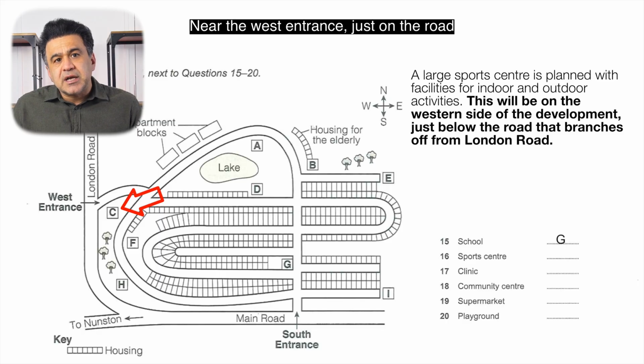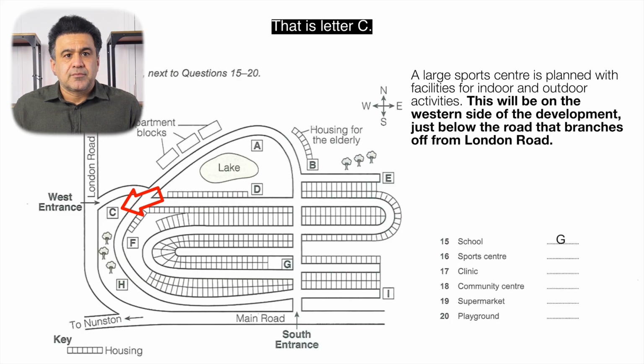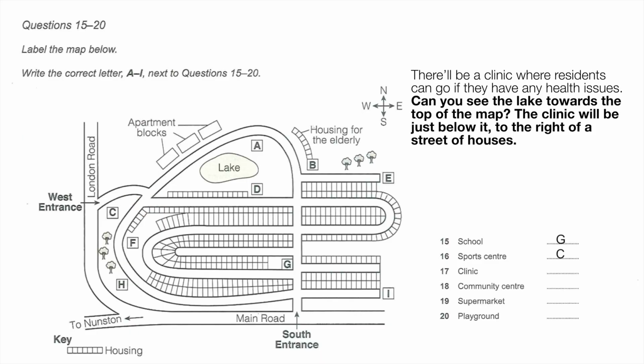Near the west entrance, just on the road that branches off the London Road, there will be the sports centre. That is letter C.